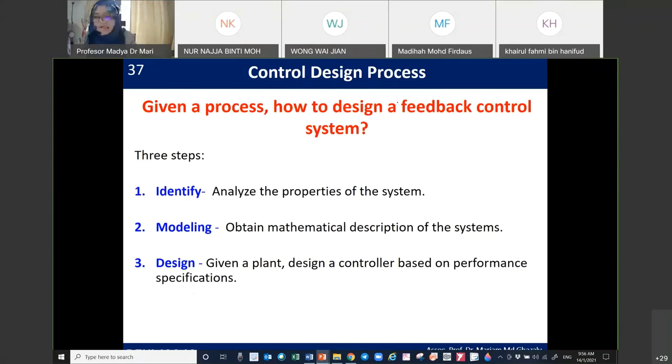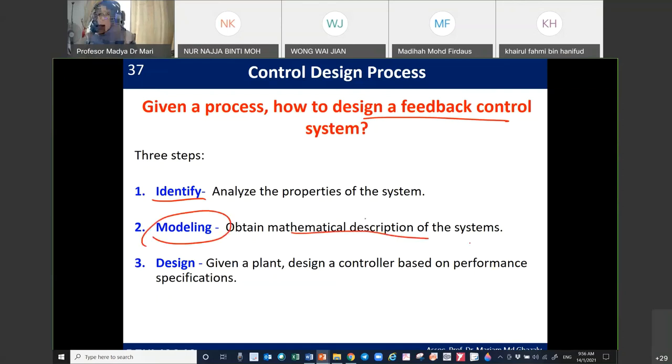Okay, I'm going to finish this. So how do you actually design a control process? How to design the control feedback? Step one is to identify. What you actually did in your assignment is analyze the process into closed loops, with a description of the system.